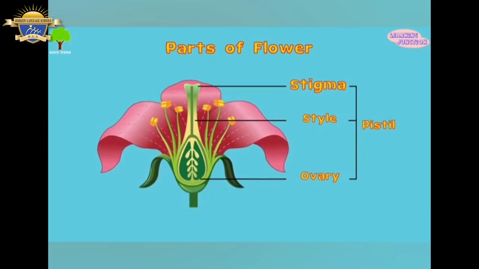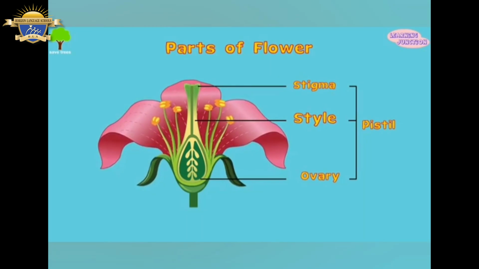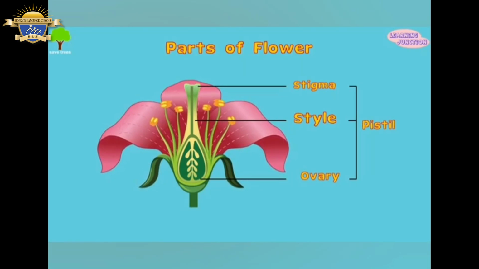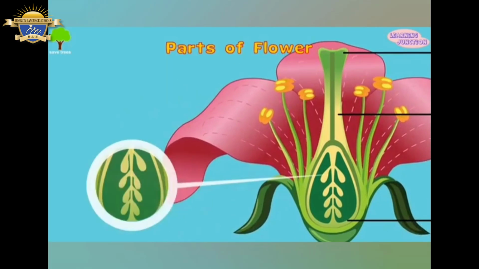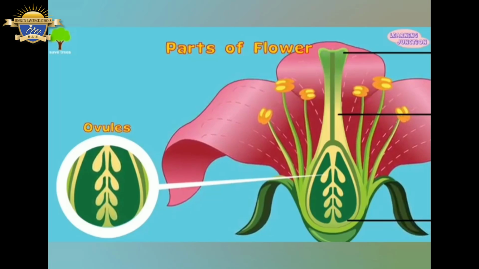Stigma, the sticky bulb that we see in the center of the flower. Style, the long stalk upon which the stigma rests. Ovary, the base of the pistil at the bottom of the flower. And the ovules, these are the flower's eggs.